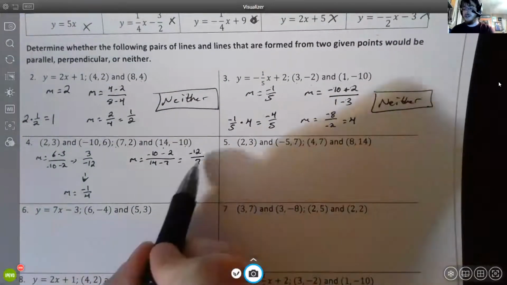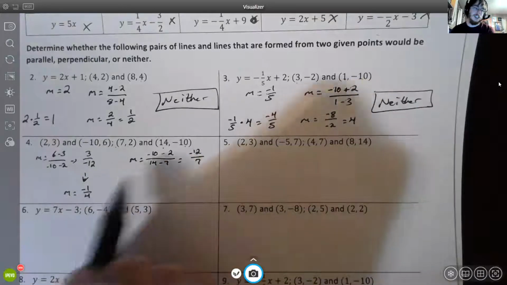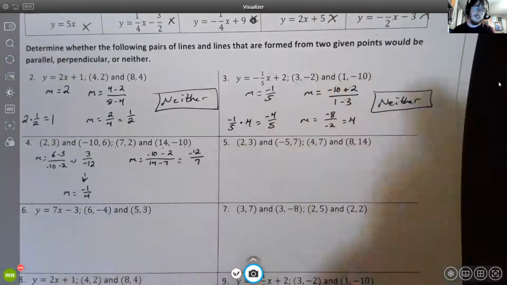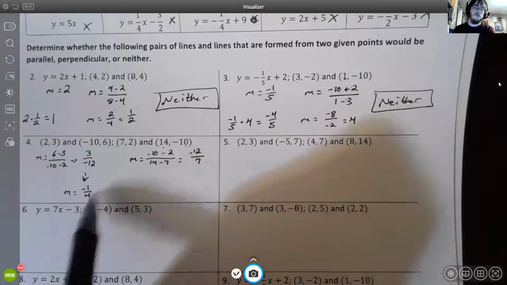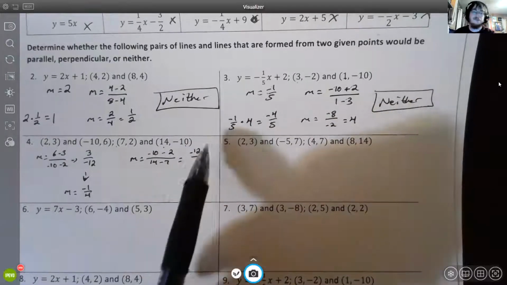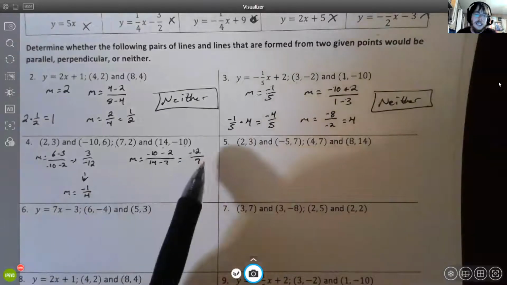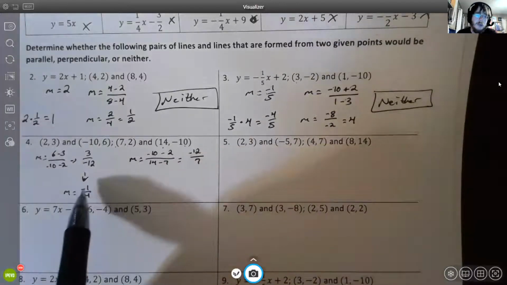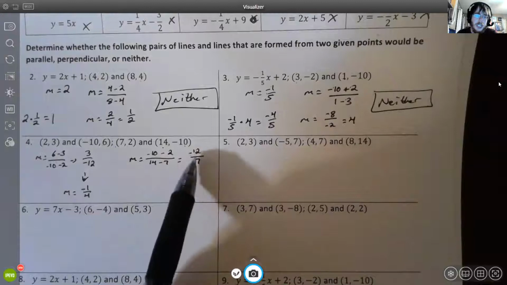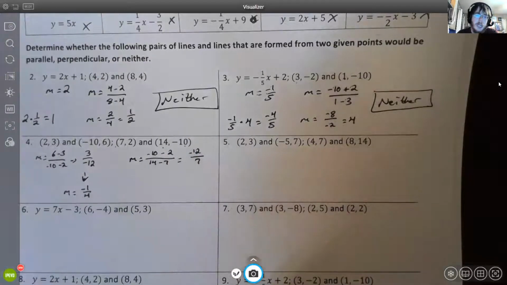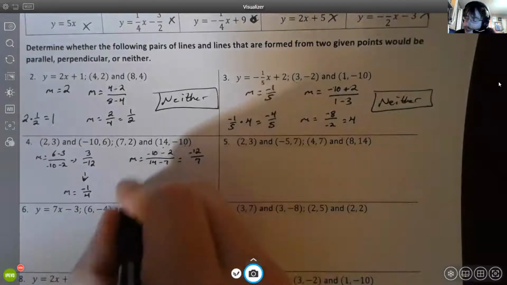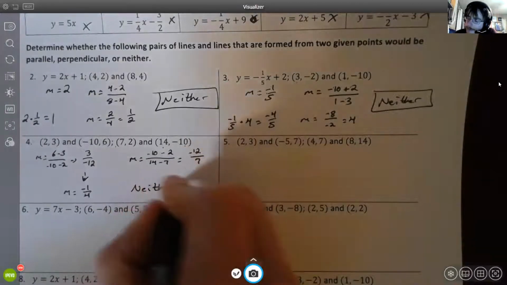Clearly, these are not parallel because they're not the same. They would have to be exactly the same. And if we multiply these two together, we're not going to get negative 1. And we're not going to get negative 1 because if we take a negative here and a negative here and multiply them together, that is just positive. So this would also be neither.